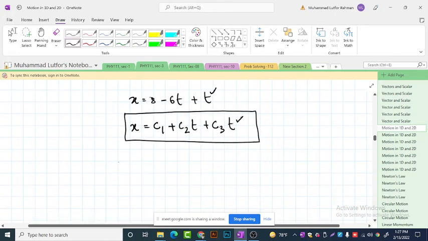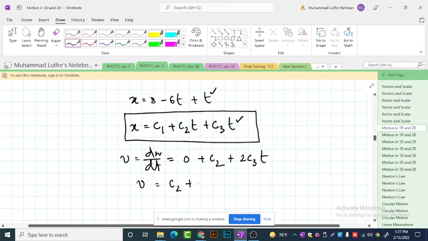First of all, to find the velocity, I'll take the first time derivative of this equation, dx over dt. Since c1 is constant, it will be 0 plus c2 plus 2 c3 t. That means the velocity is c2 plus 2 c3 into t. So this will be my velocity equation.